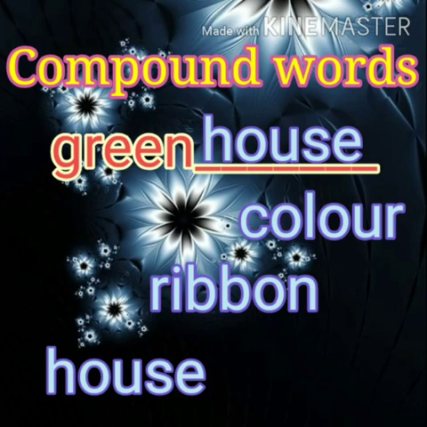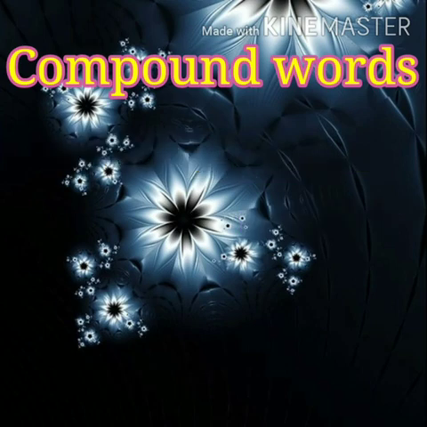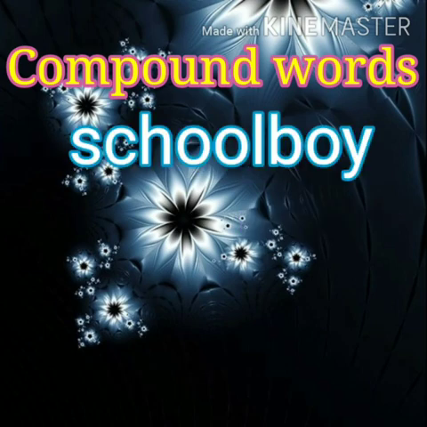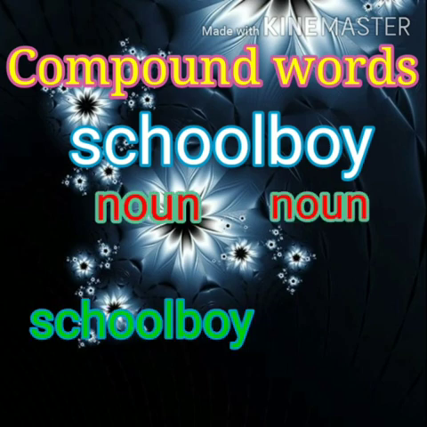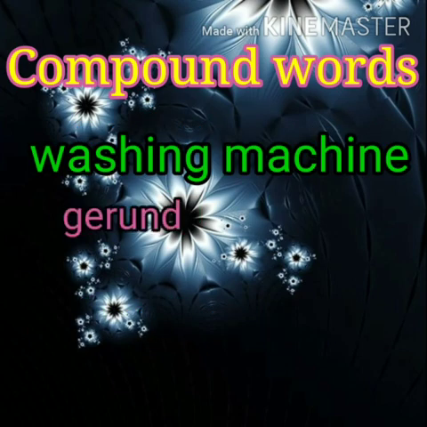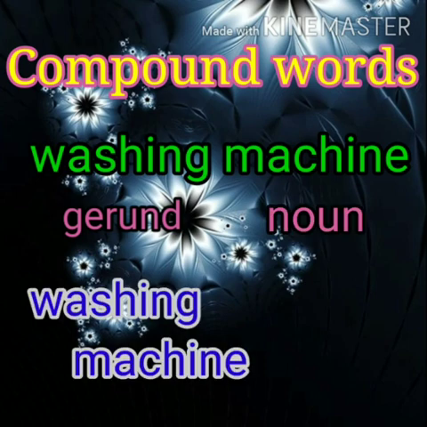And sometimes you will be asked to find the formation of the compound word. Take the word schoolboy here. If the word is given to you, you have to find the parts of speech in it. School is a noun and boy is also a noun. So the formation of schoolboy is noun plus noun. Like washing machine. Washing is a gerund and machine is a noun. So here the formation is gerund plus noun. Like this you should identify and you have to write when they ask.